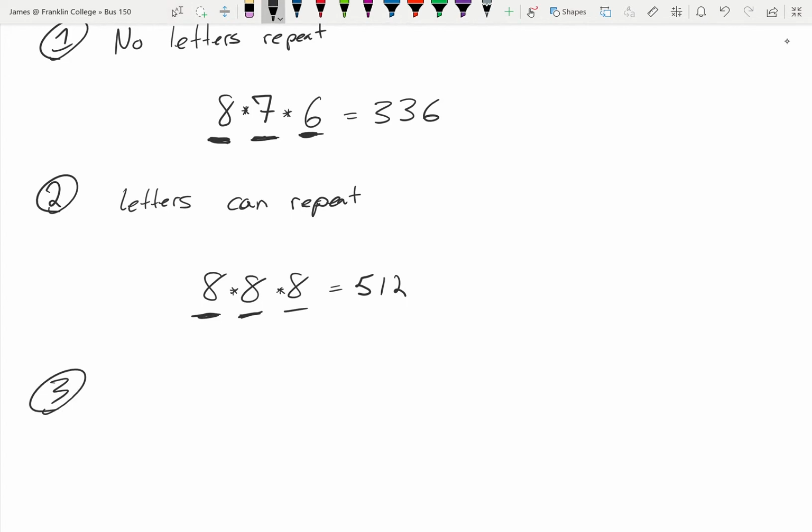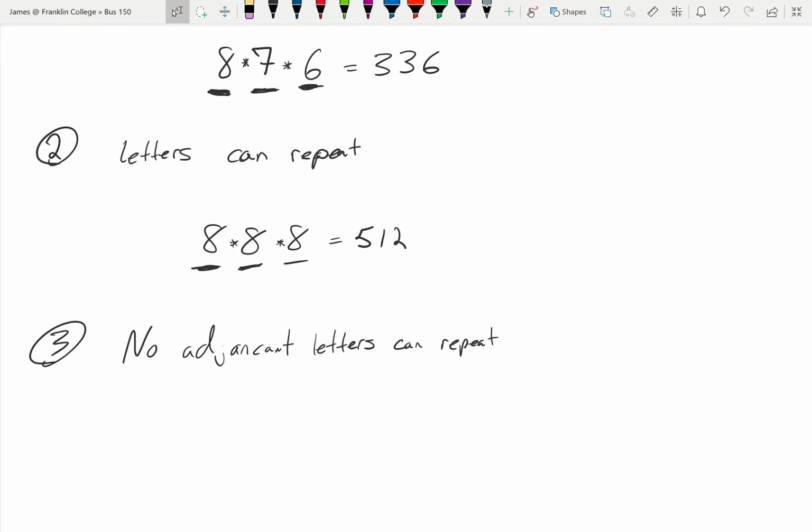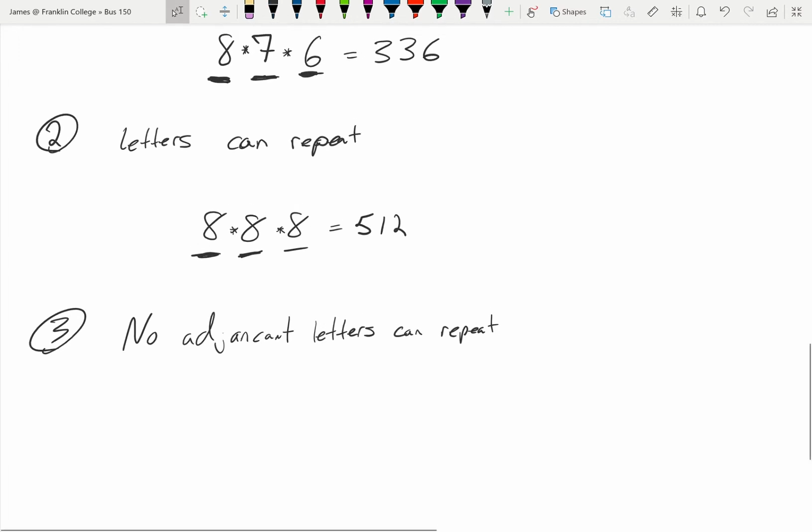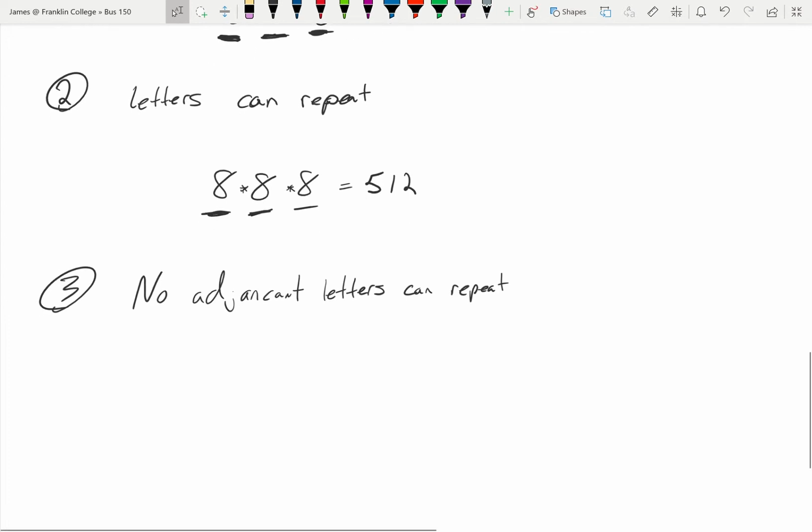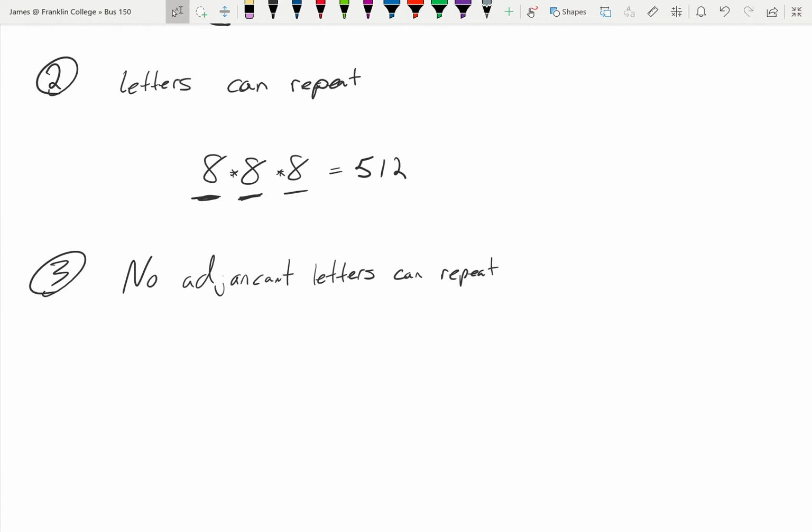Alright, let's do a third example. No adjacent letters can repeat. So the code ABA is allowed to be available because no adjacent letters are repeating, but the code AAB is not available to us because the first 2 letters, the adjacent letters, are repeating.